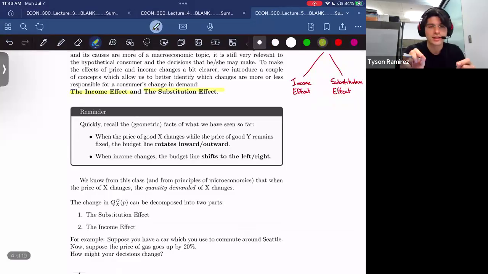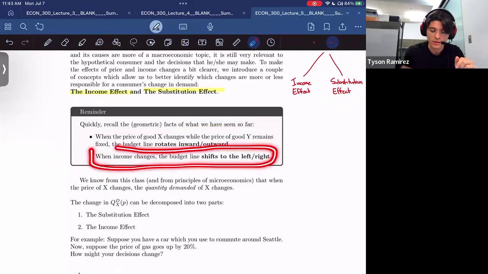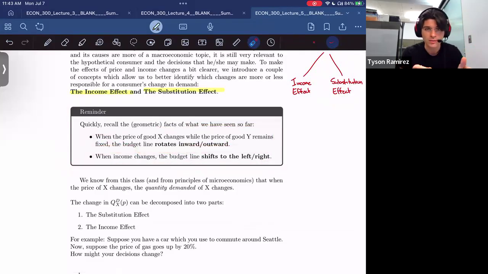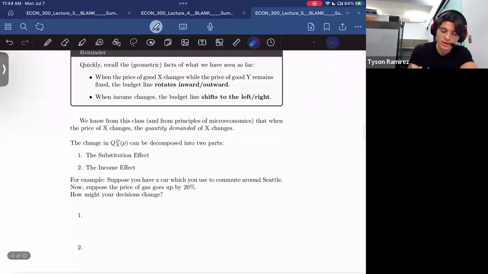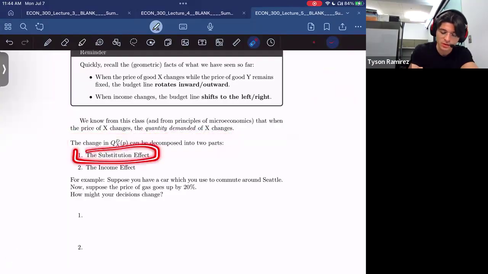And one of the things that the motivating example was meant to show or remind us of was exactly what's in the box here, is that remember, when we change prices of things, this rotates the budget line. When we change the income of our consumer, how much they have to spend, this will shift the budget line. Keep these geometric interpretations in mind for this lecture. All right. And as I said, the change in quantity demanded, we decompose into two parts, the substitution effect and the income effect.